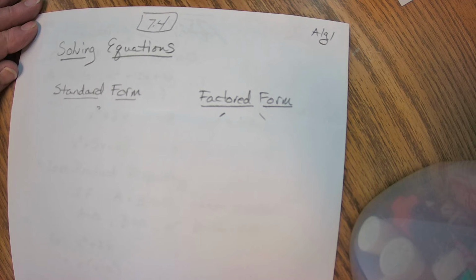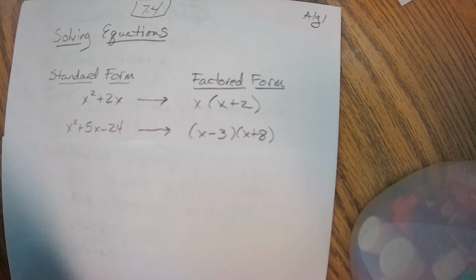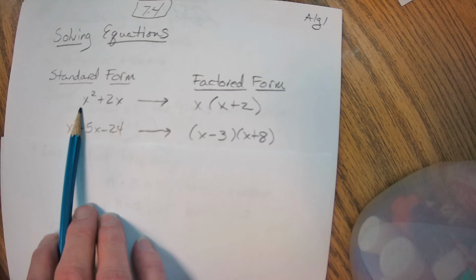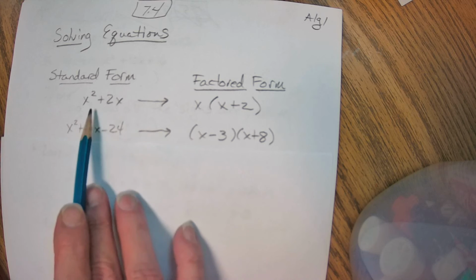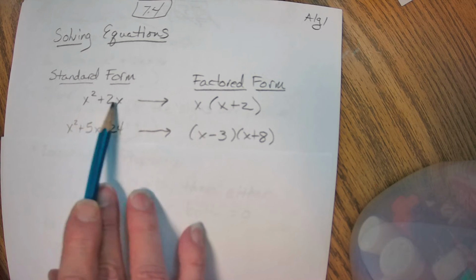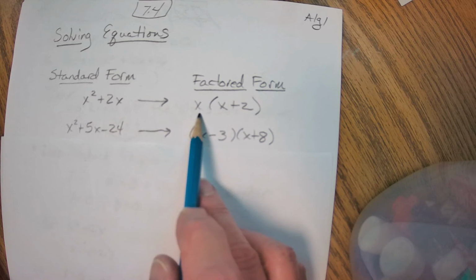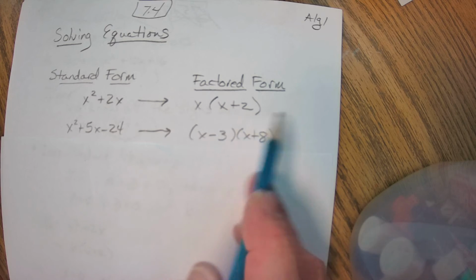Okay, we're on Algebra 1, Section 7.4, and we're going to start solving equations. So, standard form: here's a binomial, it's two terms, and notice that both terms have an x in it, so I'm going to factor an x out. The factored form would look like x times (x plus 2).